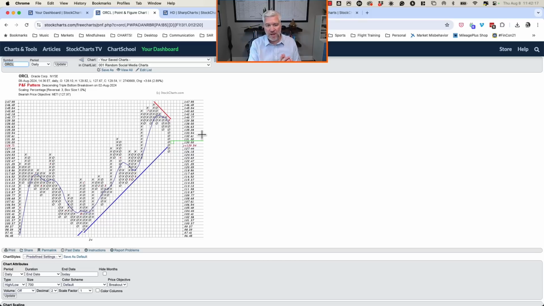So instead of plotting price on the y-axis and time on the x-axis like a normal bar chart, it's price on the y-axis but trend on the x-axis. So each column represents a change in trend. A column of X's is an uptrend, a column of O's is a downtrend.